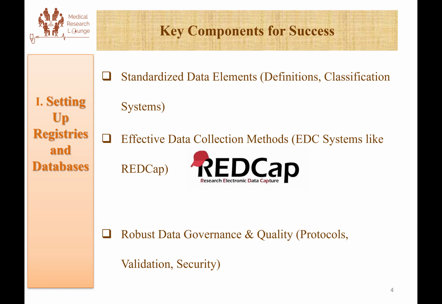So to make the standardization easier, whenever possible, we can use established classification systems like the ICD codes for diagnosis, or we can use validated outcome scales, or we can simply follow local guidelines or even guidelines that we use as a hospital, so that we can have consistent data and a reliable research output. So next is planning effective data collection methods.